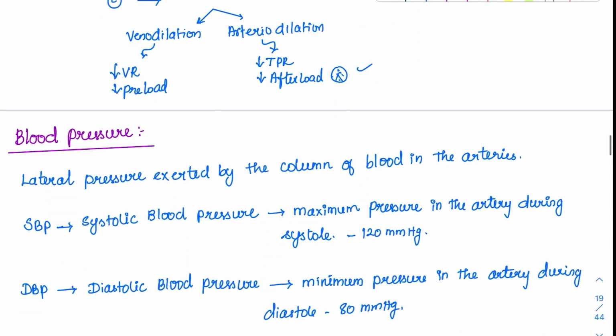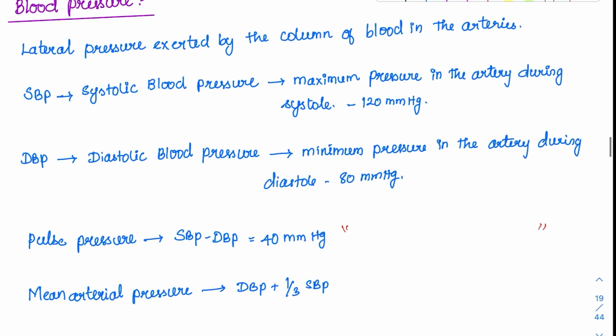Now coming to the blood pressure regulation. First we have to know what is blood pressure. It is the lateral pressure exerted on the walls of the artery by the column of blood. And it usually has two components. One is the systolic component, another one is the diastolic component.